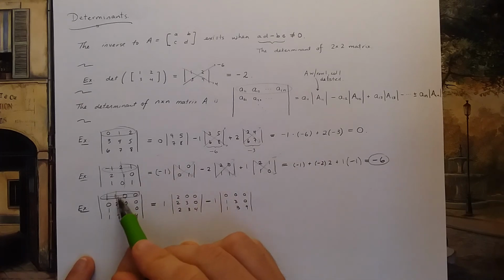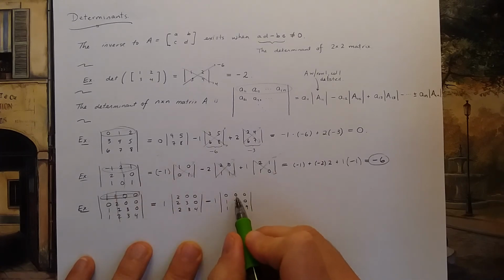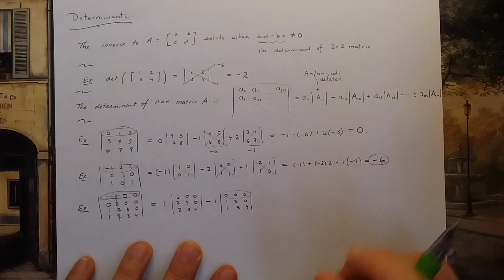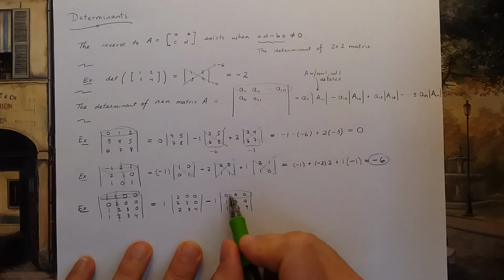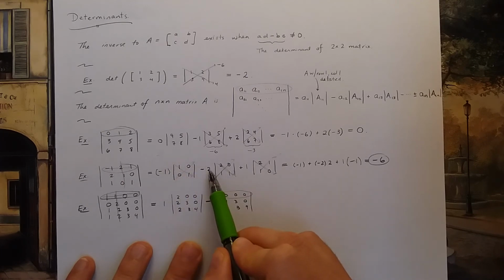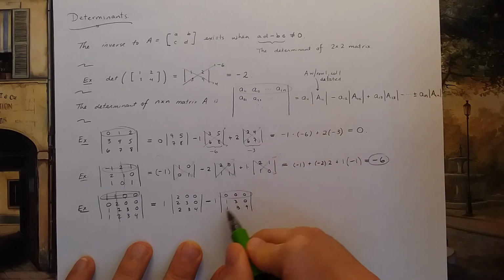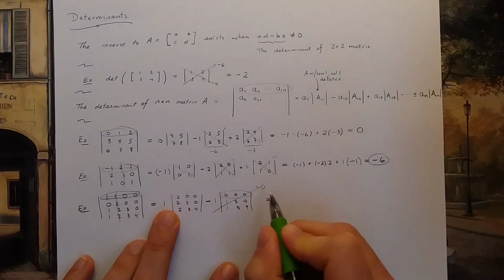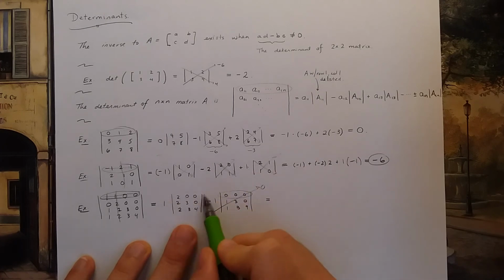But in this example, I put in a lot of zeros to speed things up. If you notice, this row, the top row, is all zeros in my 3 by 3 matrix. So when I calculate the determinant, I'll have 0 times something plus 0 times something plus 0 times something. So that's just 0.